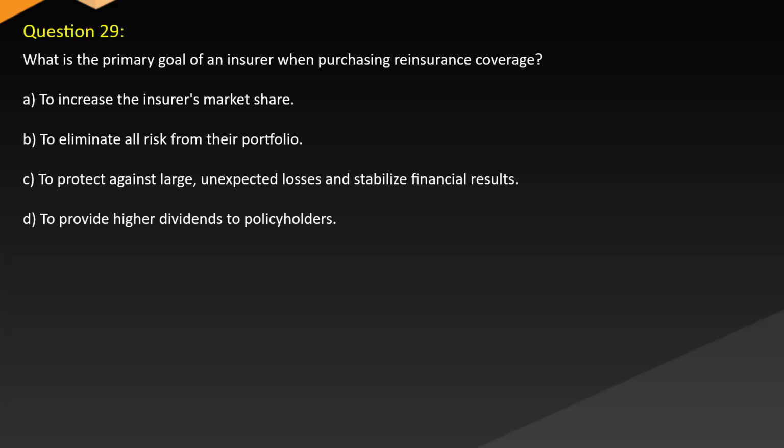Question 29. What is the primary goal of an insurer when purchasing reinsurance coverage? A. To increase the insurer's market share. B. To eliminate all risk from their portfolio. C. To protect against large unexpected losses and stabilize financial results. D. To provide higher dividends to policyholders.